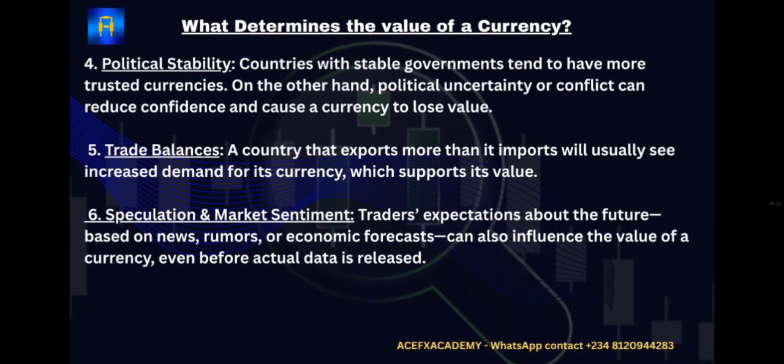So, political stability. Countries with stable governments tend to have more trusted currencies. On the other hand, political uncertainty or conflict can reduce confidence and cause a currency to lose its value. Whenever the government is doing well, the economy is doing well, the currency will be strong. If there's political uncertainty, there's war, there's trade war, all these things, it will affect the currency as a whole and it will reduce in value.